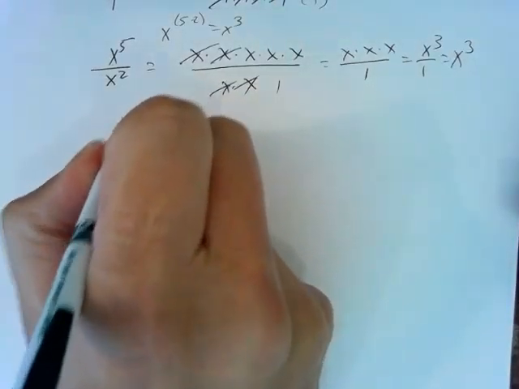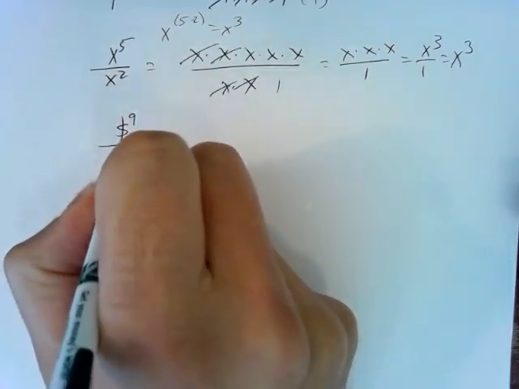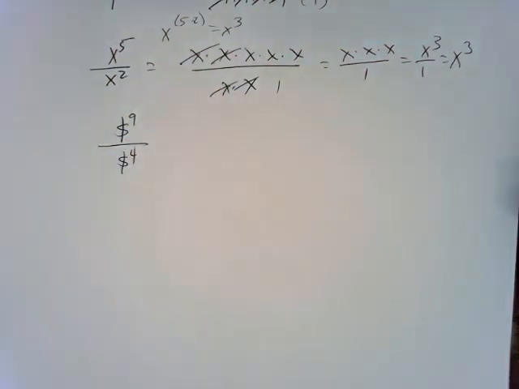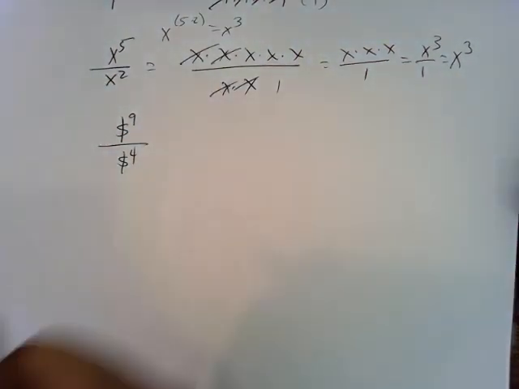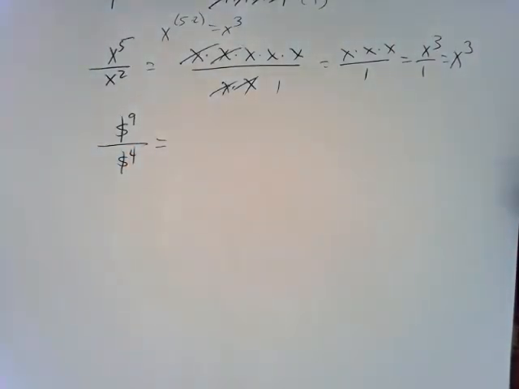So now we can broaden this to symbols. So I'll just use the dollar sign. Dollar to the 9th divided by dollar to the 4th. That would equal what?